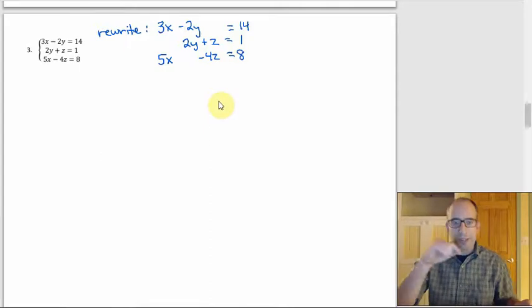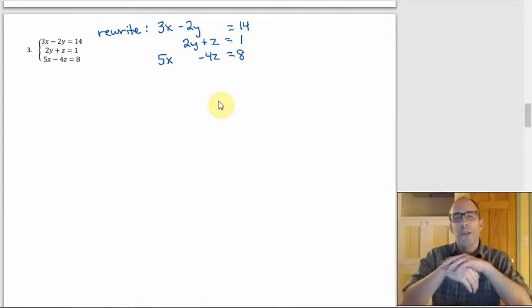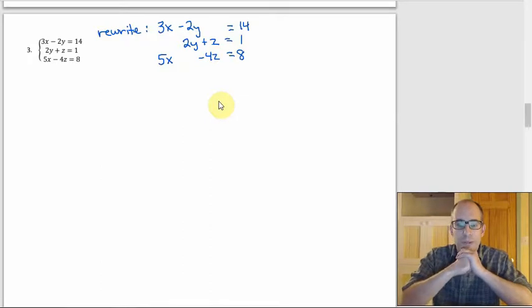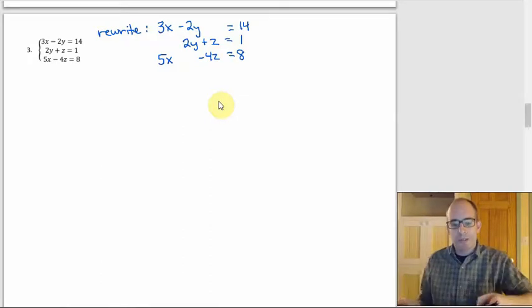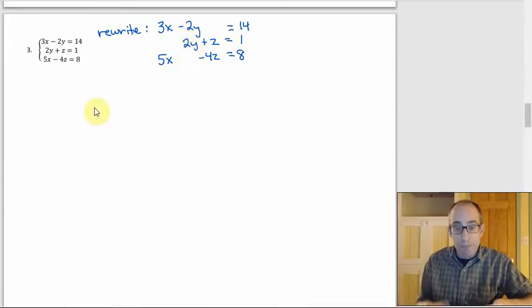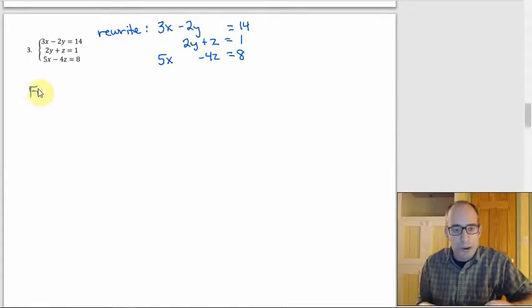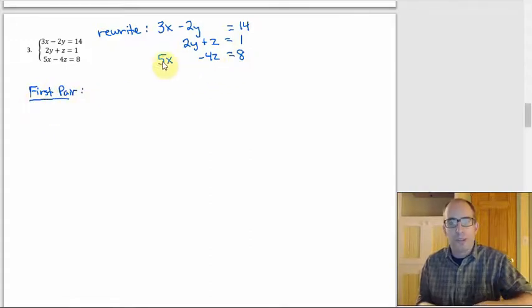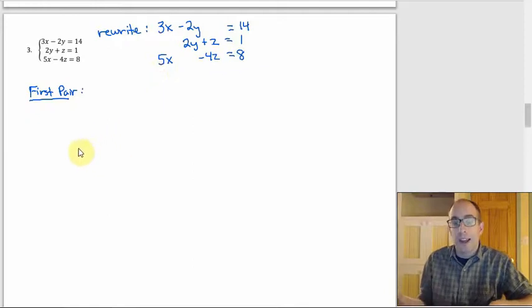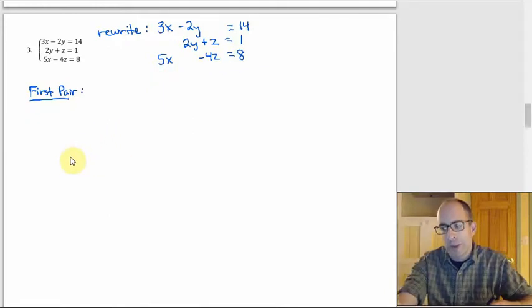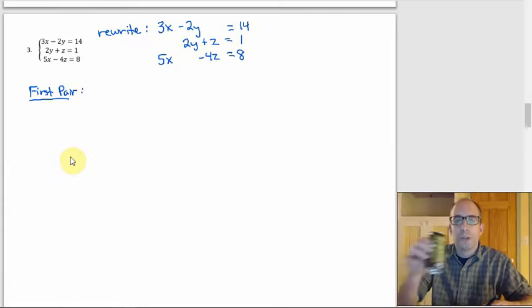Because now I can see a little bit easier whether there are going to be variables that are easy to get rid of. Yep, because there's an additive inverse, right? You got minus 2y plus 2y. That would be my pair. So I guess this is really my first pair, but it's also going to be my only pair, because once I eliminate y, then that third equation doesn't have a y in it. So I can just use that as the other equation of the 2 with the 2 unknowns.